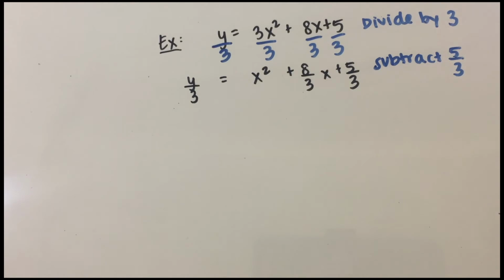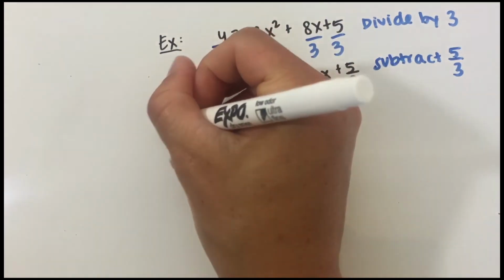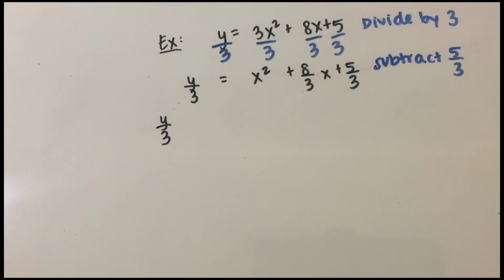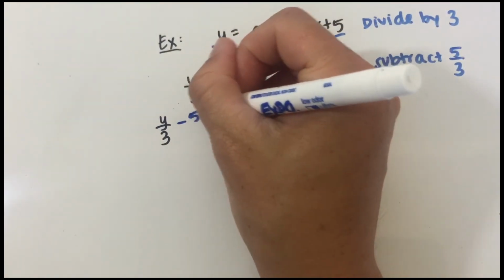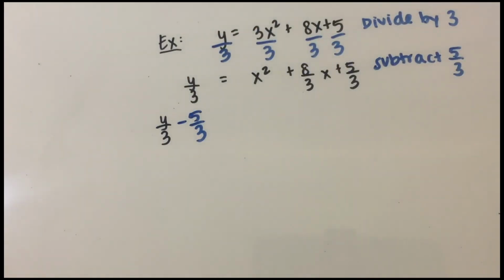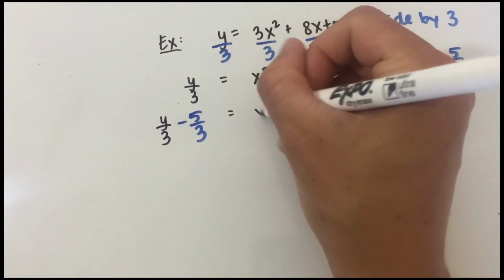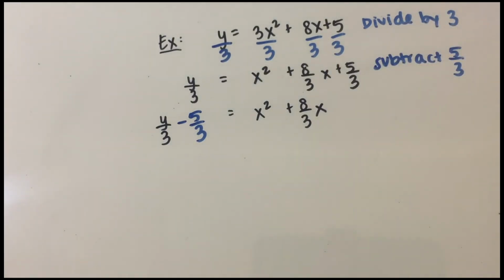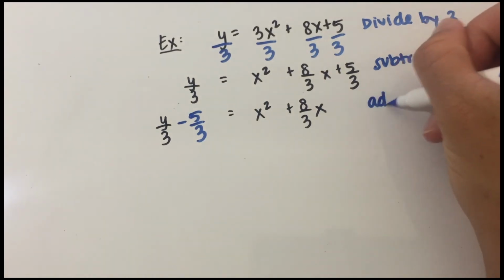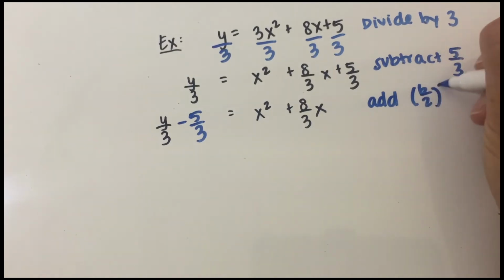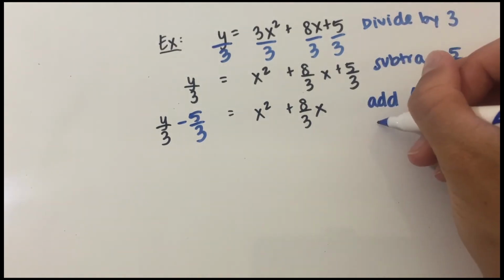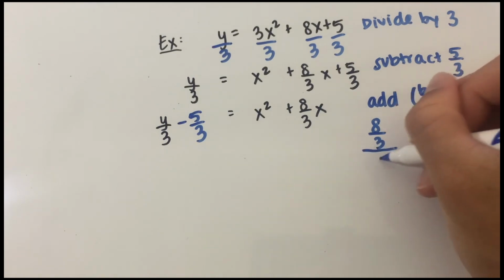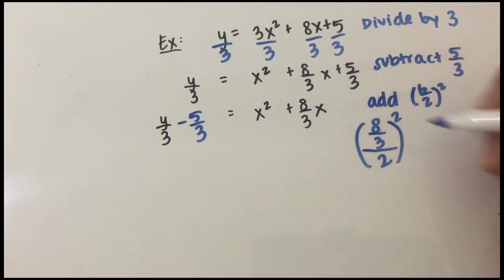So now I will get y over 3 minus 5 over 3 equals x squared plus 8 over 3x. And now at this point I'm going to add b over 2 squared to each side. And our b here is going to be 8 over 3, and I'm going to divide that by 2 and square it.